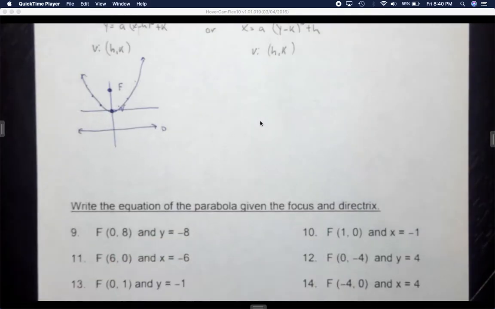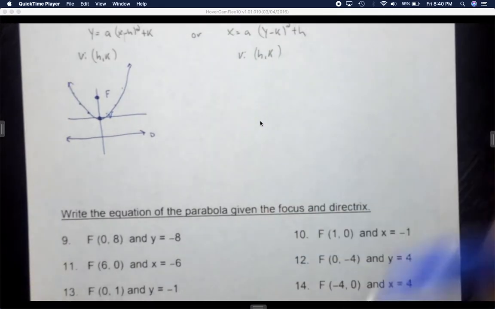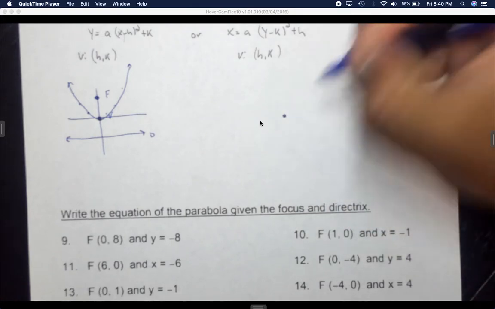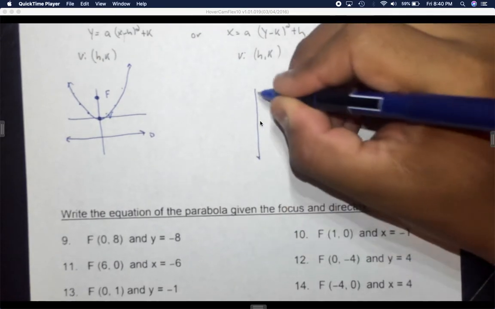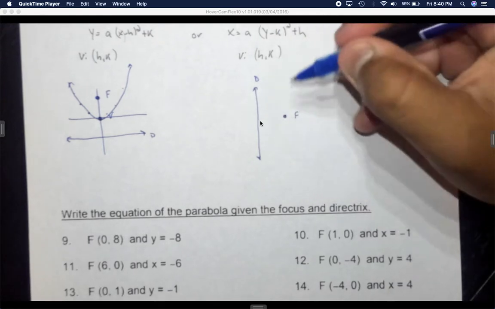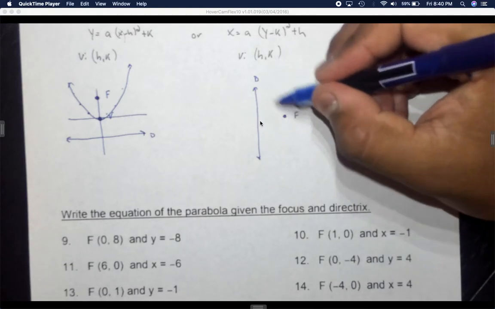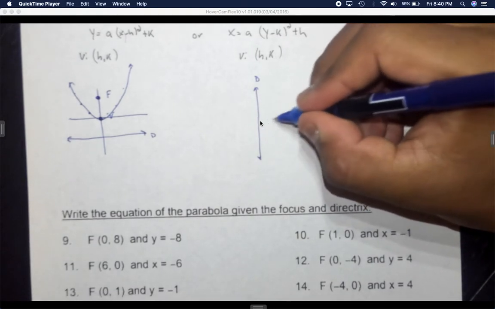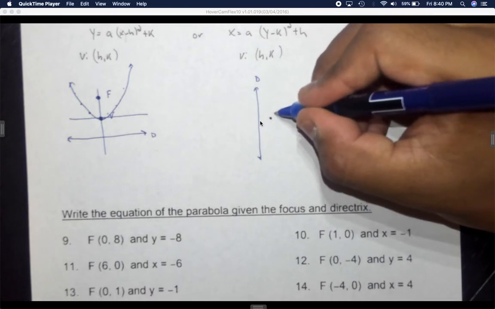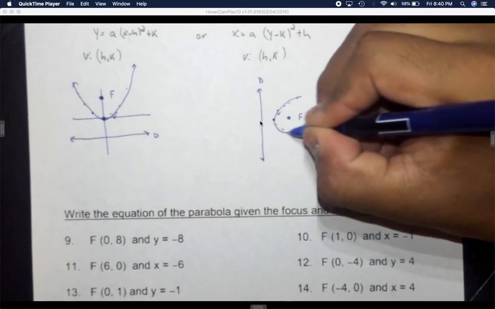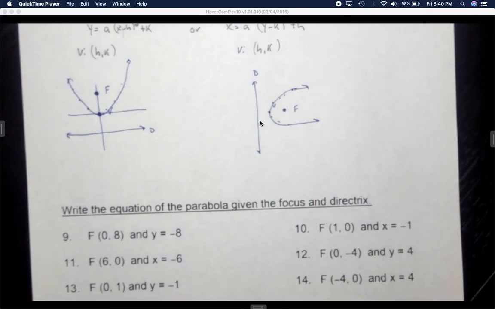Now, it doesn't matter if you're going up and down or left and right. This is still the same relationship between focus, vertex, and directrix. So if I give you a focus, and let's say this is the directrix, your parabola is the set of all points that are equidistant between this point and that line. So if I look at it going straight across, that point right in the middle is always going to be the vertex. If you go a little bit over, you're always going to get that parabola shape right over there. So we're going to use this piece of information to help us write equations given a focus and a directrix.